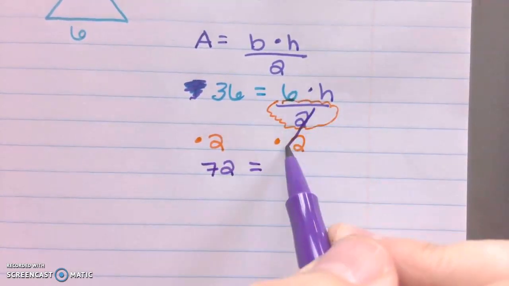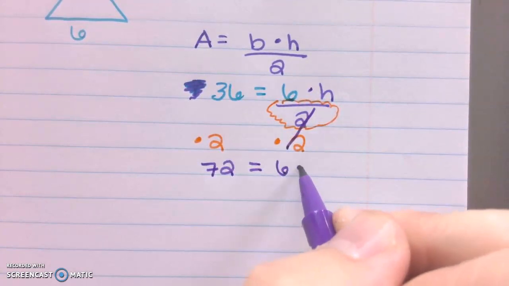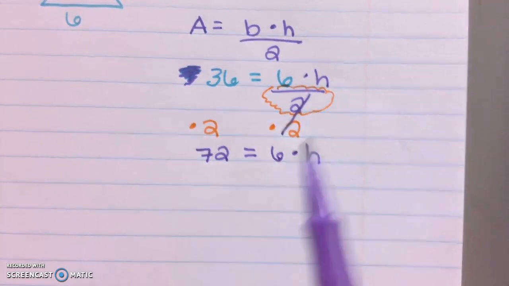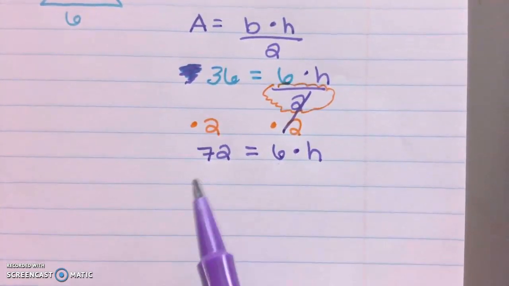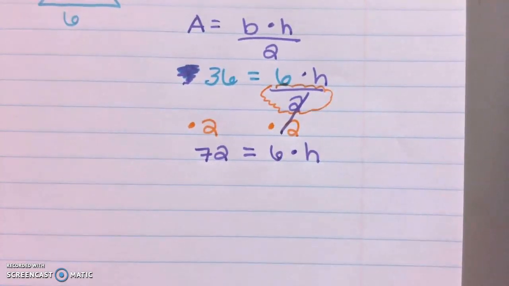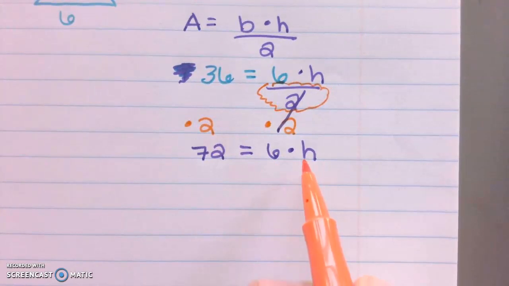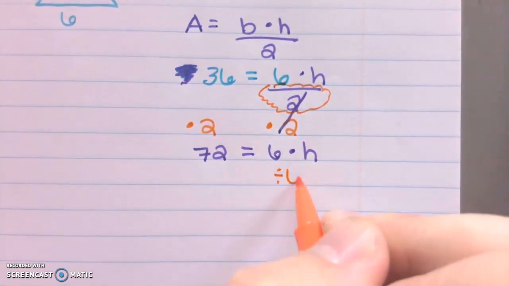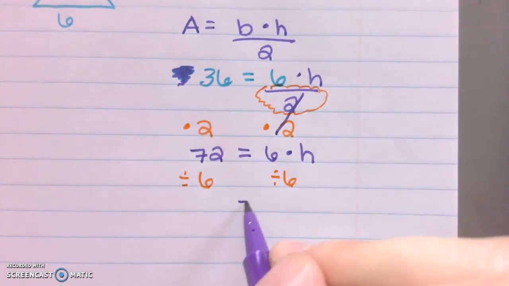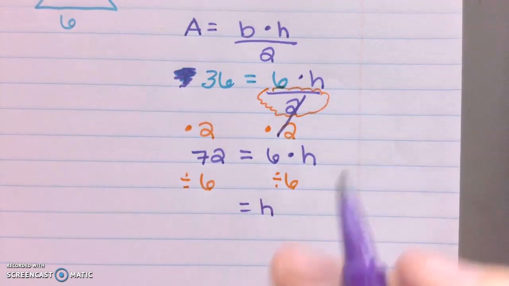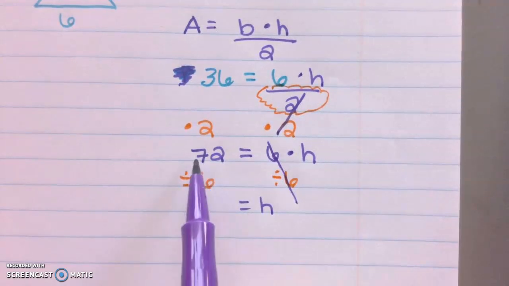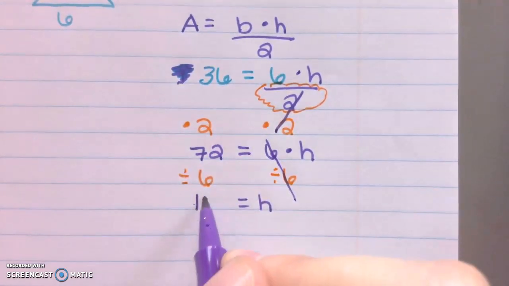And then these end up canceling. And then I'm left with 6 times h. So now you just have to ask yourself, 6 times a magic number, or my height, is 72. If I'm working backwards, I would need to undo this multiplication. So my inverse operation here is to divide. I want that number gone so I can have my h all to itself. So these would end up canceling. And then you'll just do 72 divided by 6, which I'm pretty sure is 12.